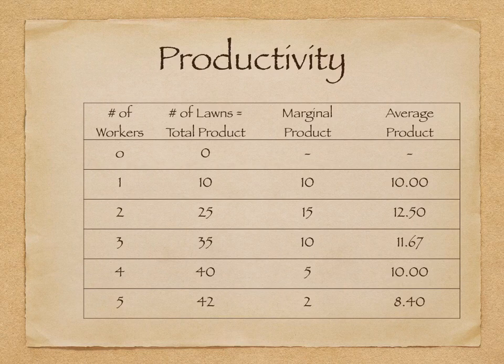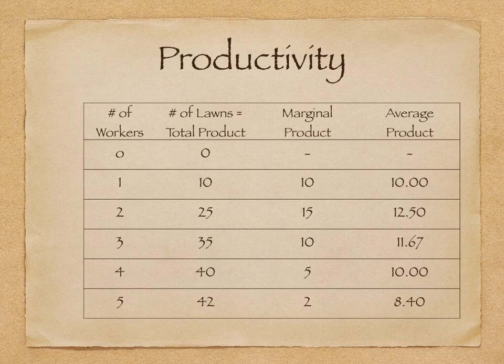Let's dissect it and examine it a little bit more closely. You'll notice that the number of workers and the total number of lawns is identical to what we saw on the previous slide. The only difference here is adding the concepts of marginal product and average product to our table.